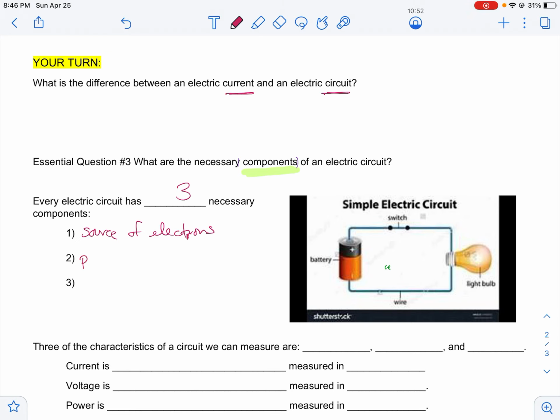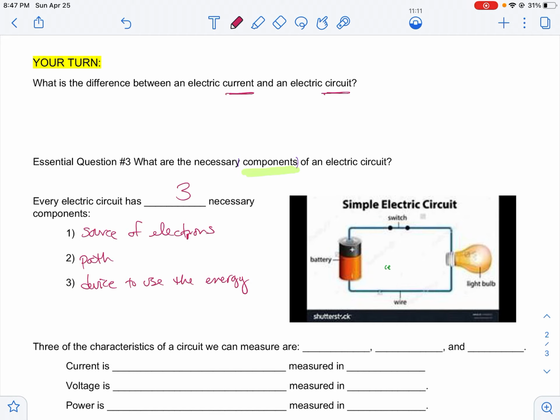All electric circuits have to have a path. We're usually going to use wire. That's pretty common. We have to have a path for the electrons to travel on. And then finally you have to have a device, right? That electricity has to do something for you. So a device to use the energy.